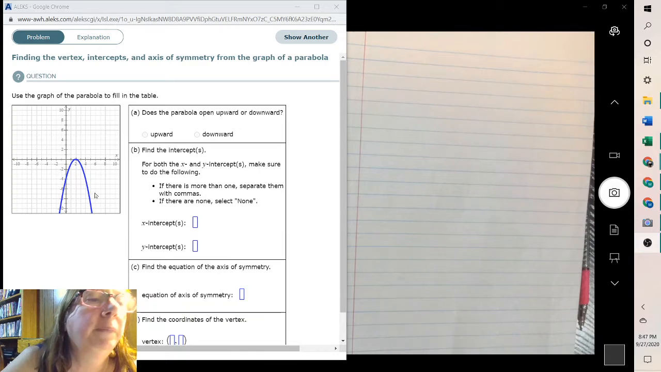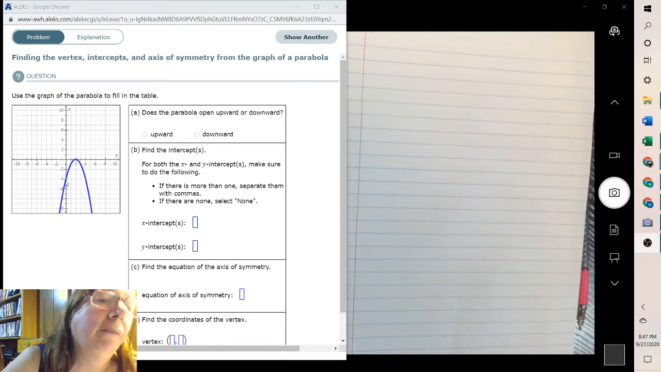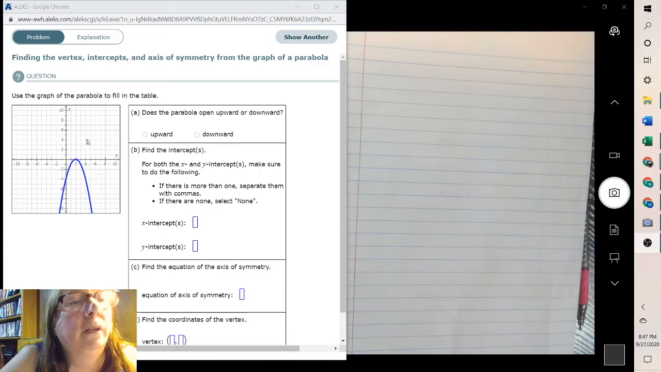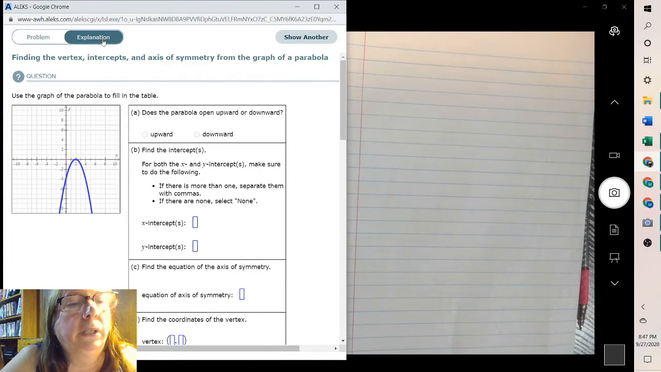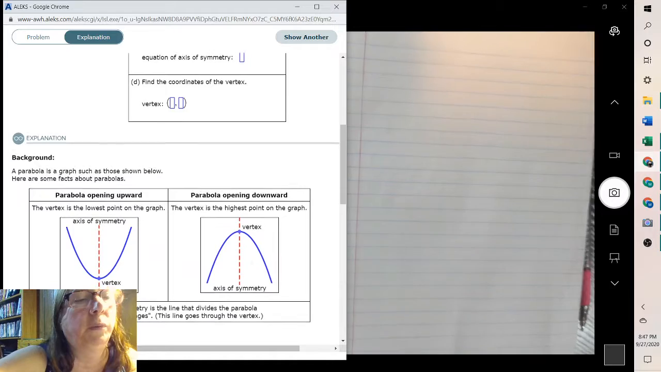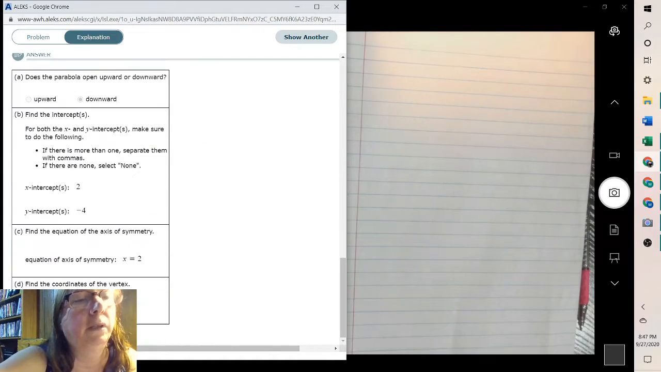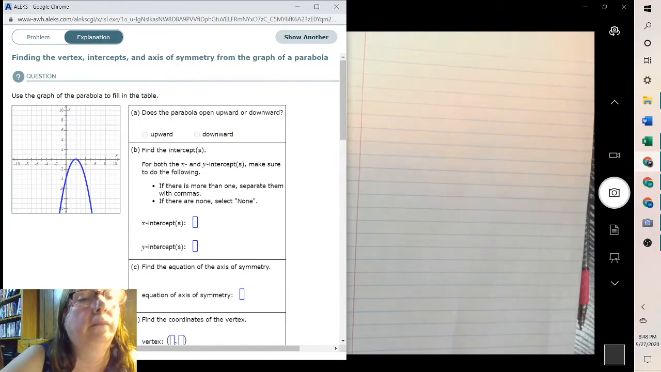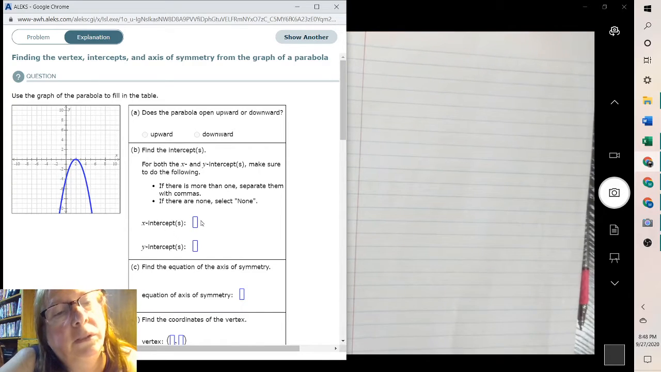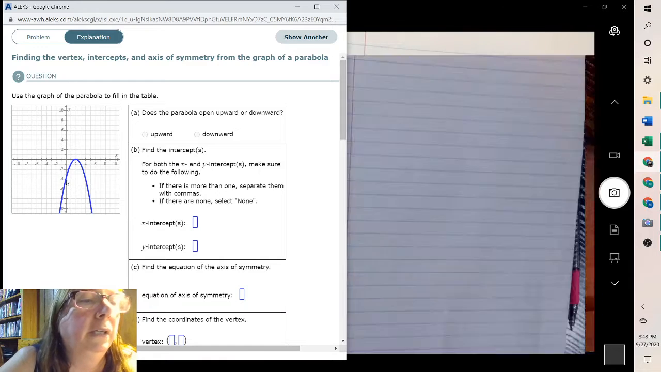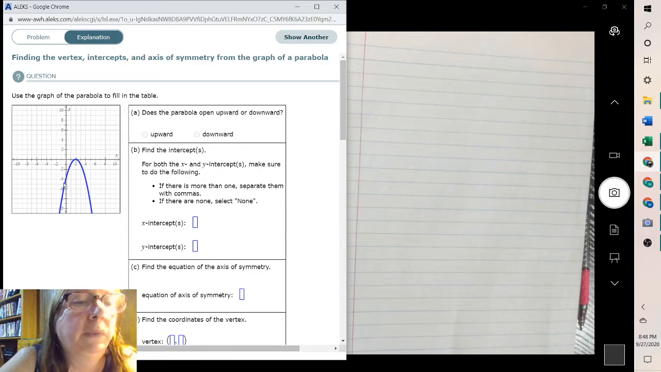So x-intercept, it's hitting the x-axis at 2. Y-intercept, it's hitting the y-axis at -4. Let's check if they want those as points. I always ask for points. Look at the bottom. They just want the number, so 2 and -4. So the x-intercept is 2 because it hits the x-axis at 2, and the y-intercept is -4 because that's where it hits the y-axis.